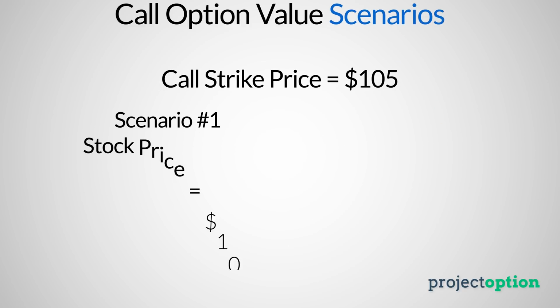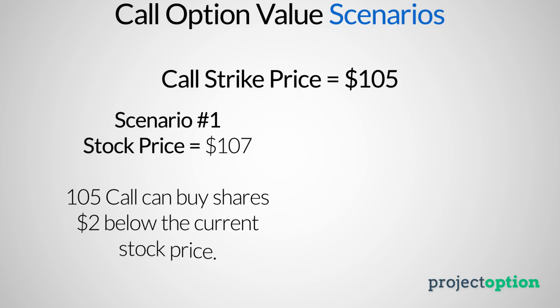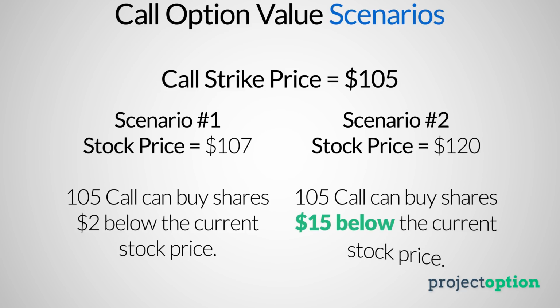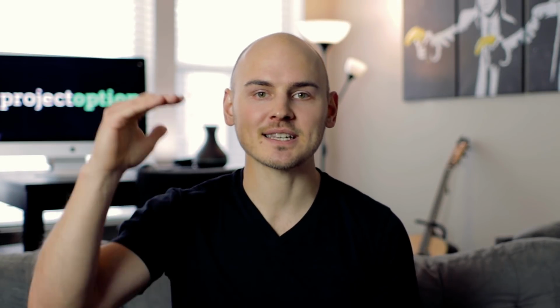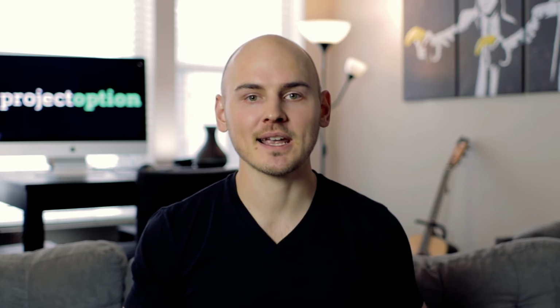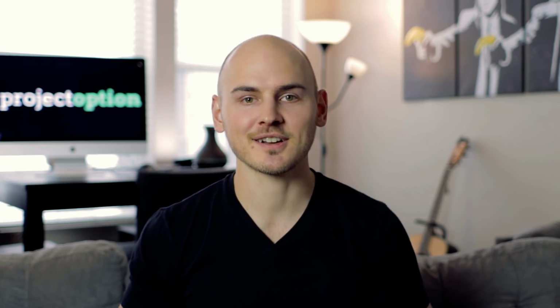However, if the stock price increases to $120, that 105 call option is even more valuable now, because with the stock price at $120, it has the ability to buy 100 shares of stock at $105 a share, which is now $15 below the current stock price of $120. So call options become more and more valuable as the stock price increases because you're able to buy shares at a deeper discount to the current stock price.